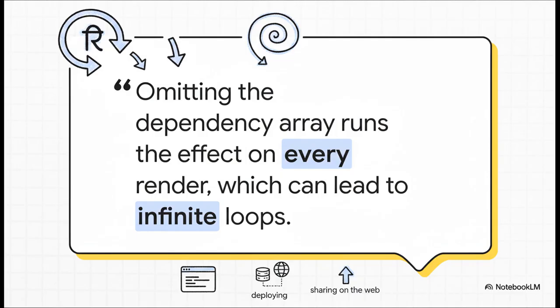If you forget that dependency array, oh boy, your effect will run after every single render. So imagine your effect updates some state. Well, updating state causes a re-render, which runs your effect again, which updates the state again, and you've just created an infinite loop that will crash your app. Always be explicit with your dependencies.